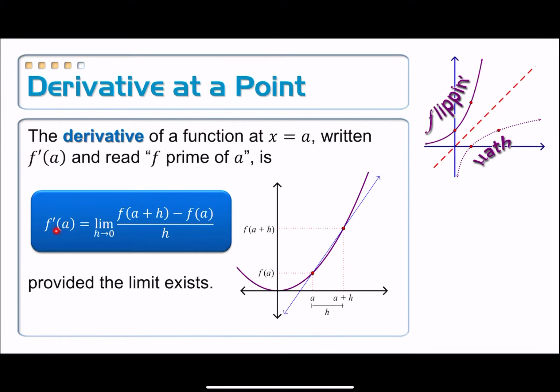So when we are calculating the derivative at a particular point, we're finding the slope of the tangent line at that point, which is the same thing as the slope of the function at that particular point.